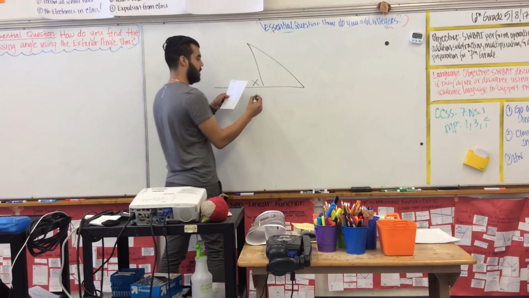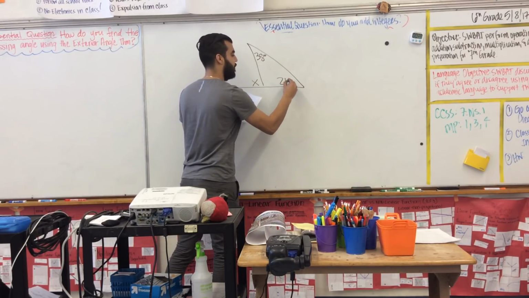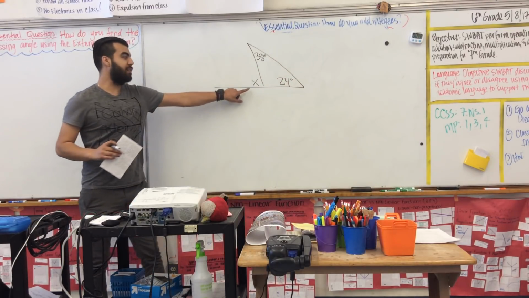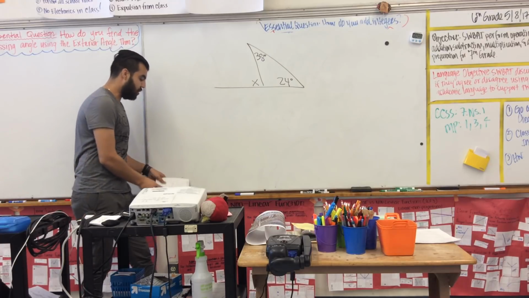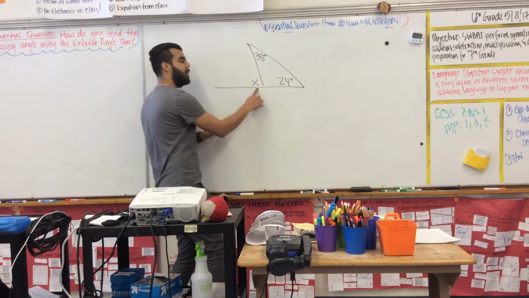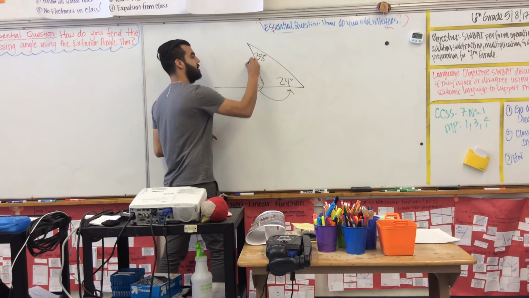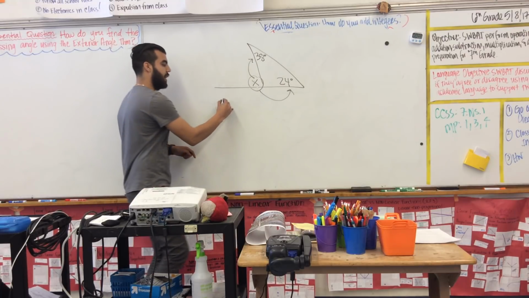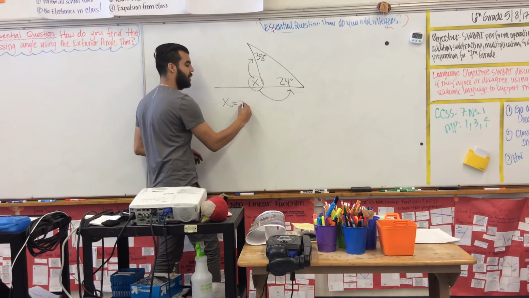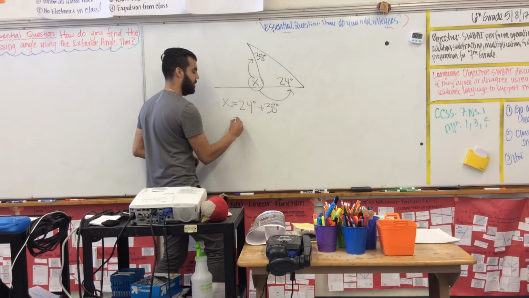So I have x, 38, and 24 degrees. I want to find the value of x. Again, use the same rule. The exterior angle equals the sum of these two angles. So exterior angle equals the sum of these two guys. So x equals 24 degrees plus 38 degrees.